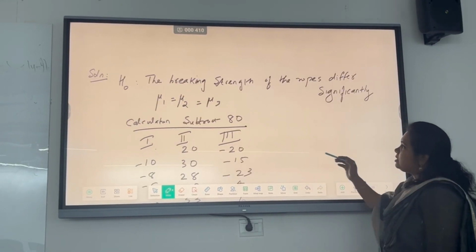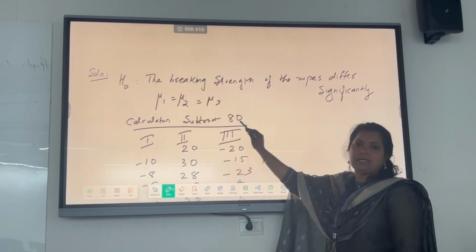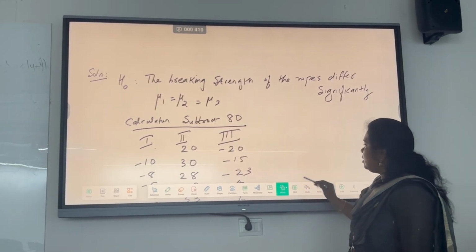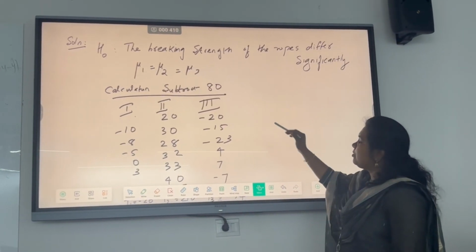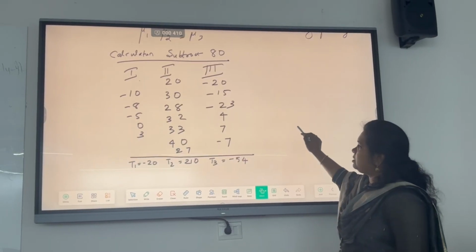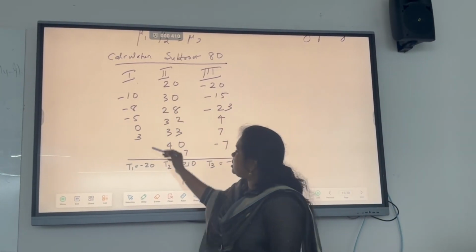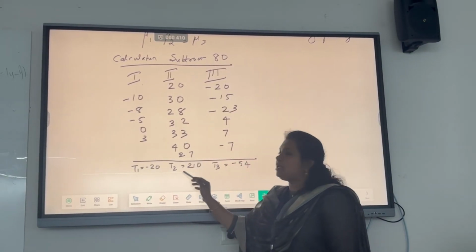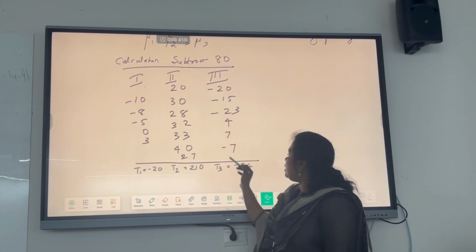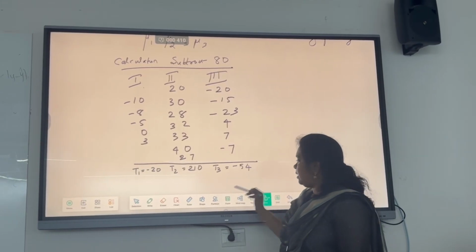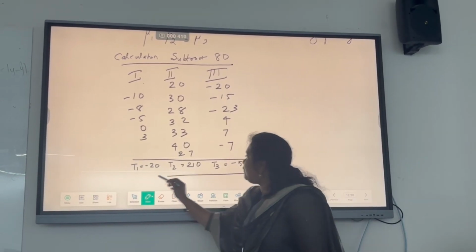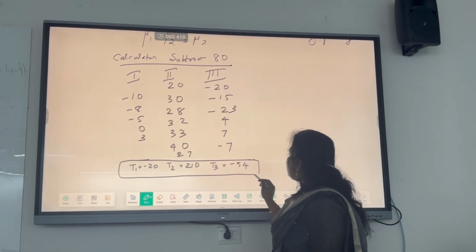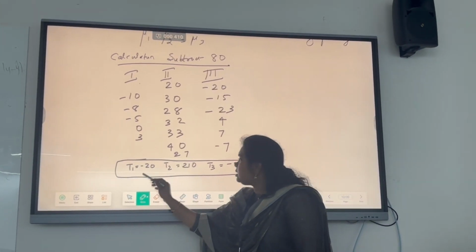So this is the value we have taken, that means subtract 80 from each of the terms. So we will get like this. When you subtract all the terms here, the total of the first rope is denoted by T1, the total of the second is denoted by T2, and the total of the third rope is given by T3. So after finding all these 3 values, we know what they are.